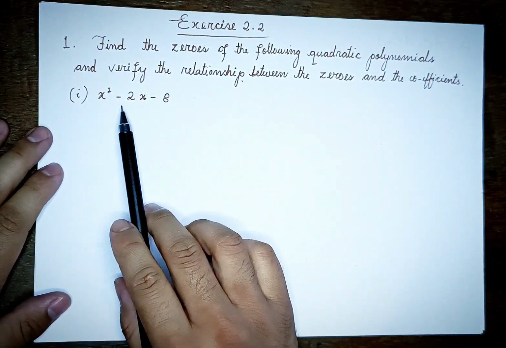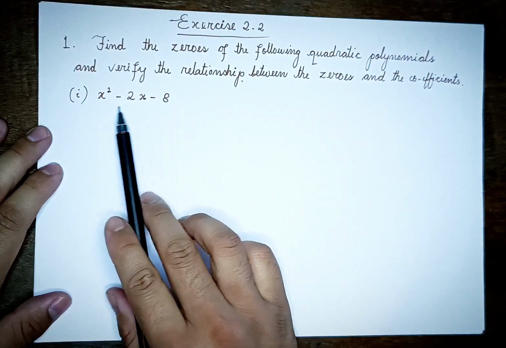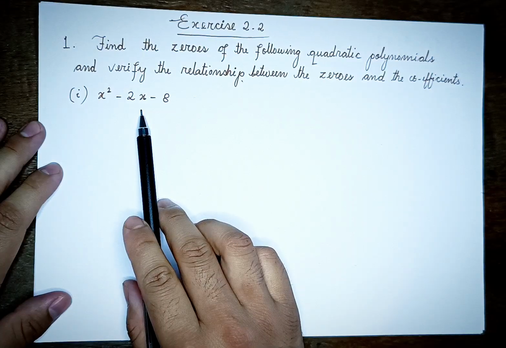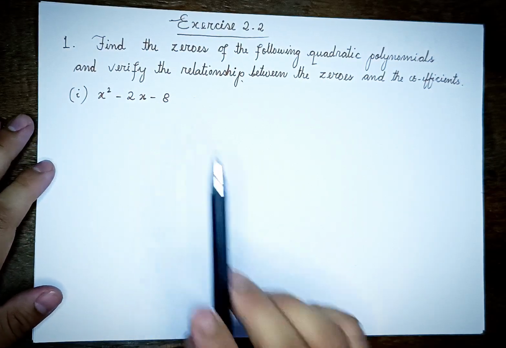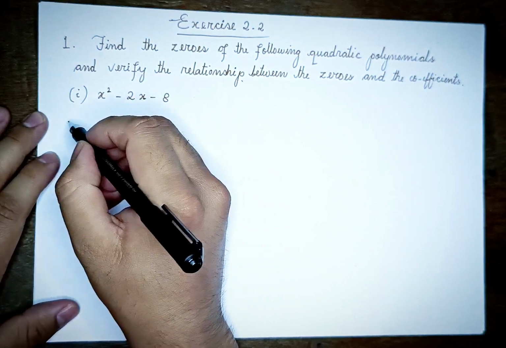Okay, here we are given a quadratic polynomial x square minus twice x minus 8. Here we are going to be finding out the zeros of this quadratic polynomial and we will verify the relationship between the zeros and the coefficient. Okay, first let's find out the zeros.